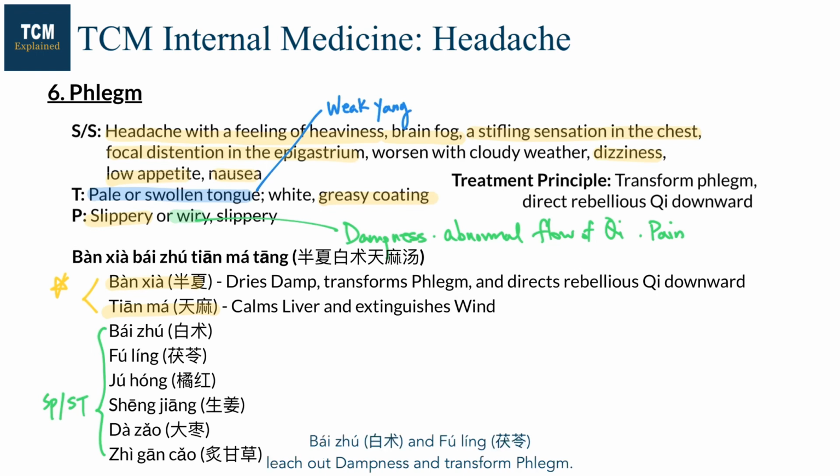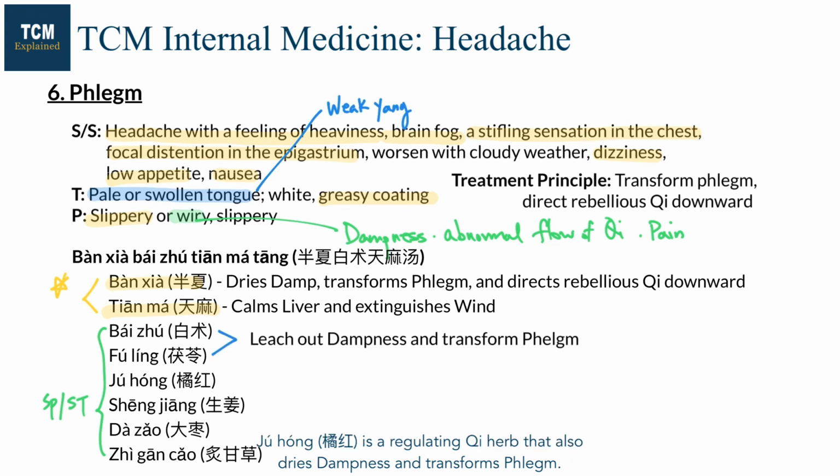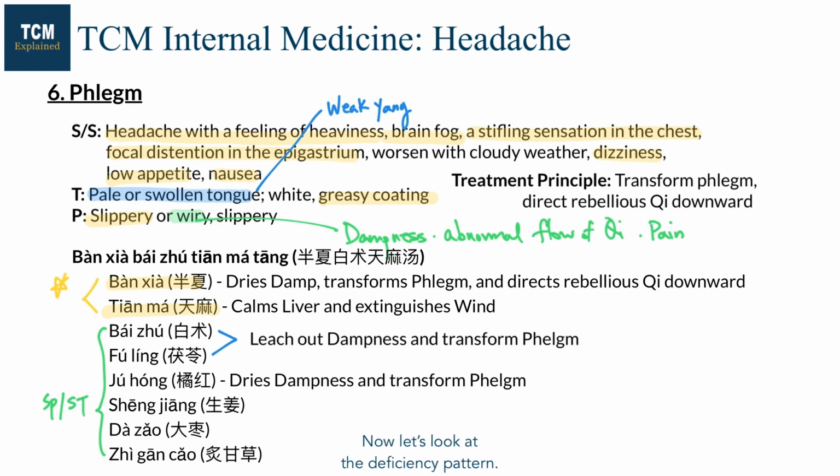白术 and 茯苓 leach out dampness and transform phlegm. 橘红 is a regulating qi herb that also dries dampness and transforms phlegm. Now let's look at the deficiency pattern.